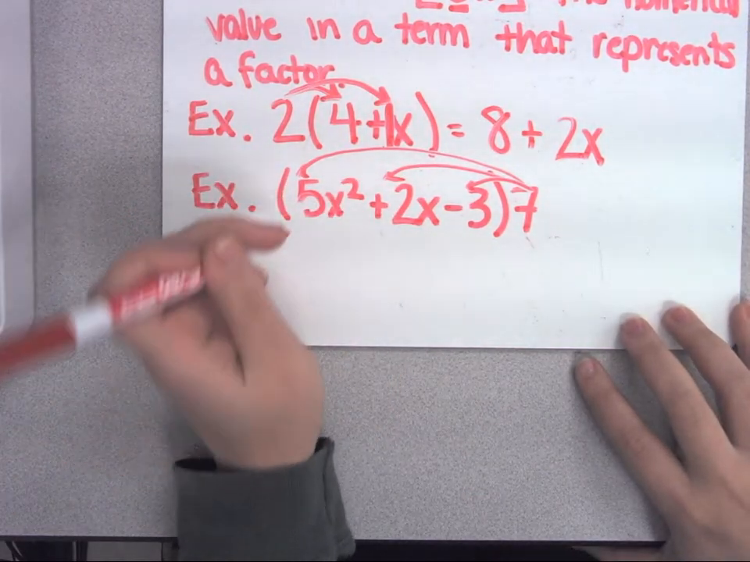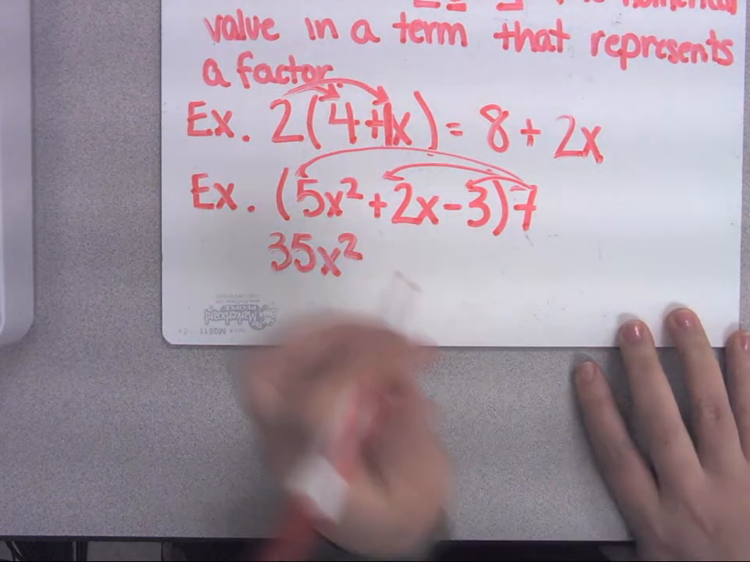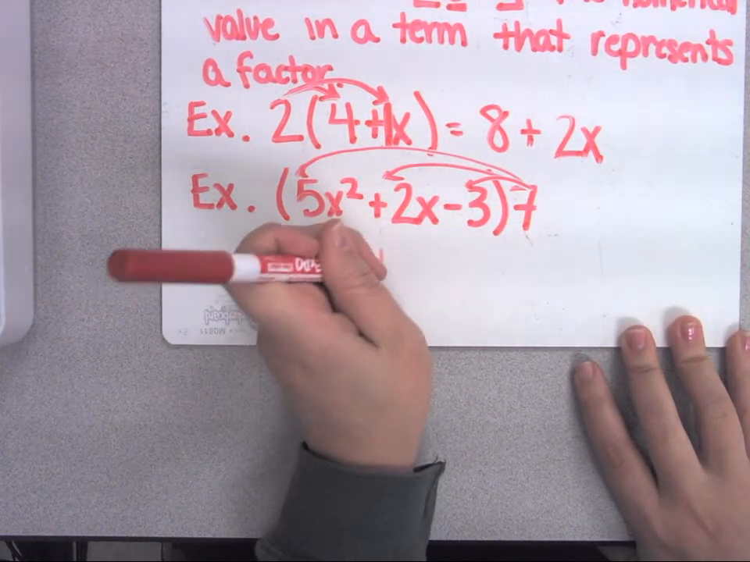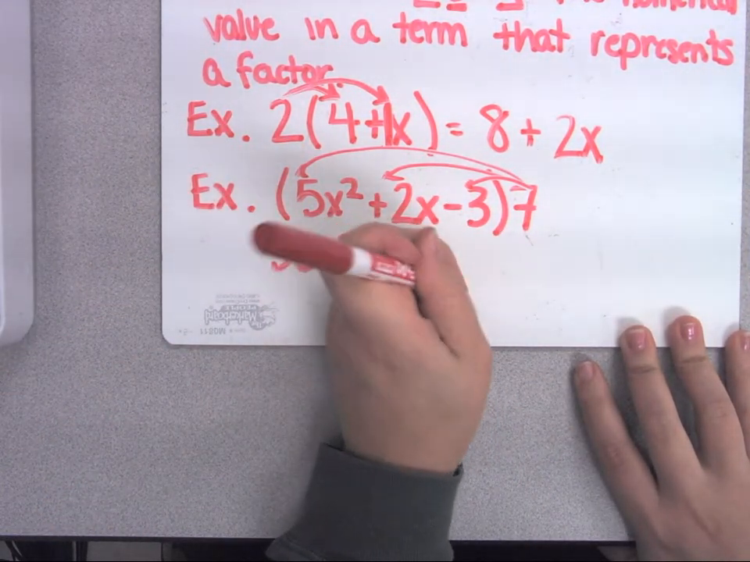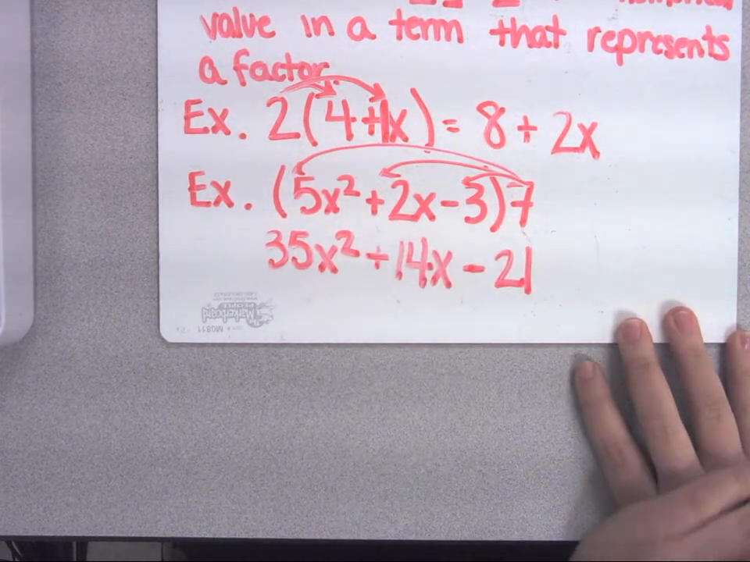So you do 7 and 5. Okay, that's 35x squared. Keep the x squareds. 7 and 2. Okay, that's still positive. That's 14x. Okay, that's negative. So 7 and 3, that's 21.